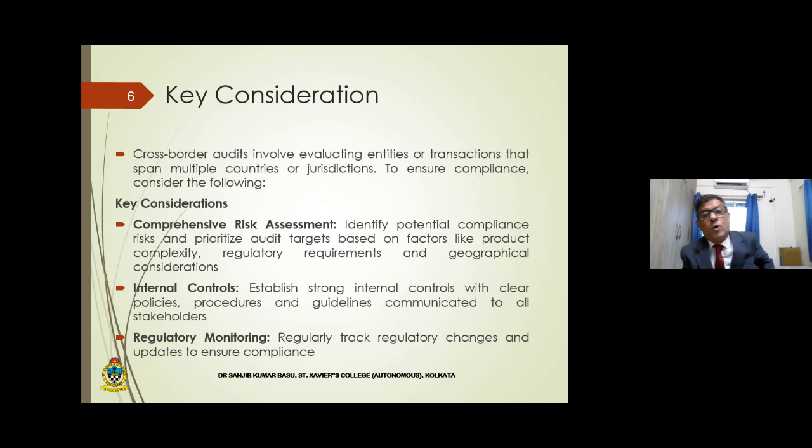So when we talk about comprehensive risk assessment, we have to be very careful. We have to identify potential compliance risks and prioritize our audit targets based on factors like product complexity, that is, what type of product they are producing. Today I was in an interview. One person came, the sales manager of one of these multinational companies. He said they sell their products also in Dubai, that is UAE. The same product is also available in India, but the Dubai price and the Indian price are totally different, because they have to take a number of other factors into consideration to fix the price. Similarly, to calculate the risk, we have to take all these aspects into consideration.